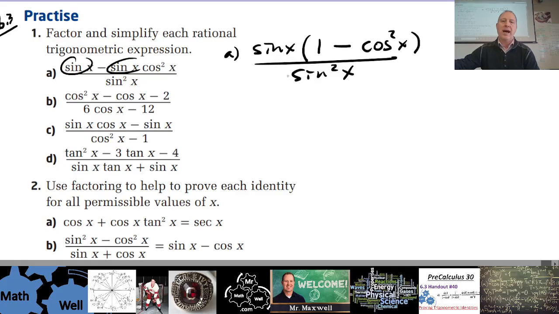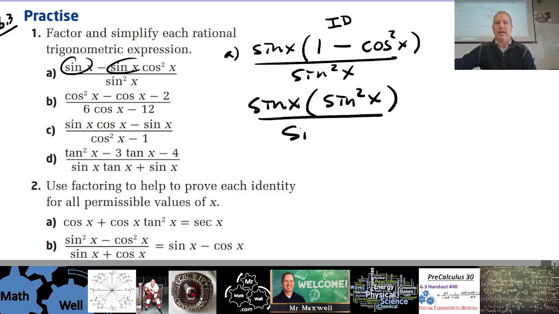Okay. So now, factor and simplify. This 1 minus cos squared x is an identity, right? Does anyone recognize this as an identity? What does 1 minus cos squared x actually turn into? It does. So I have sine x times, this is now sine squared x. Very good. Over sine squared x.